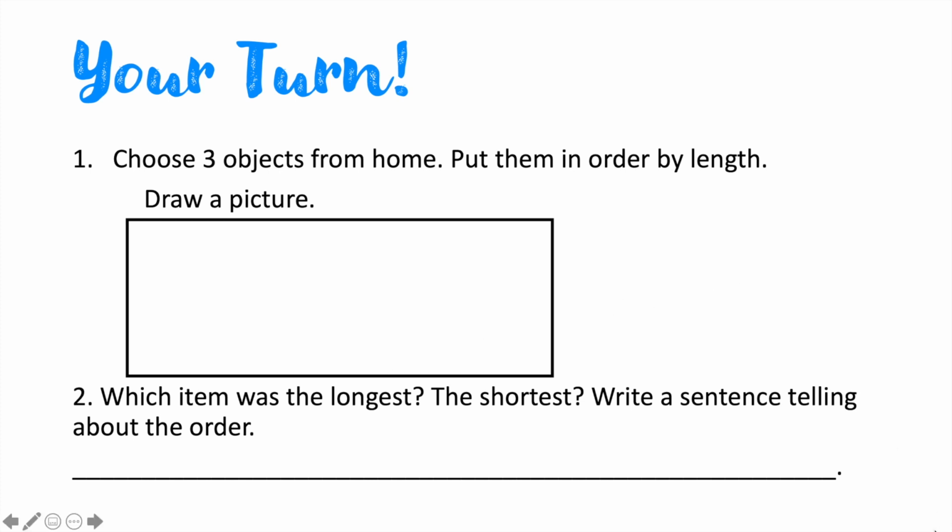On a piece of paper, you're going to go ahead and draw pictures of 3 objects from your home. Then you're going to put them in order by length. Then answer the following questions. Which item was the longest? Which item was the shortest? And write a sentence telling about the order. So the longest item was blank. The shortest item was blank. The item in the middle was blank.